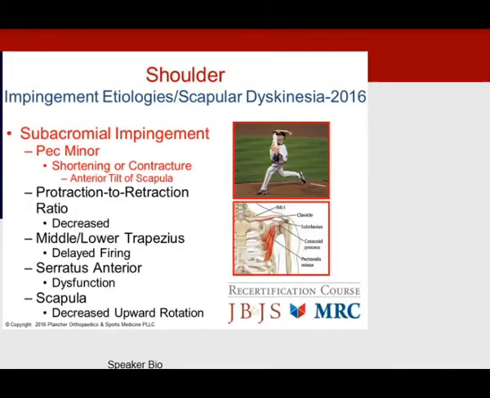In subacromial impingement, there are many theories, and in 2016, scapular dyskinesia, as popularized by some, is present, and it's thought that sometimes one of the mechanisms is the pec minor is shortened or contracted, which gives an anterior tilt of the scapula, resulting in impingement syndrome. And so therapy and non-operative treatment would be wise.